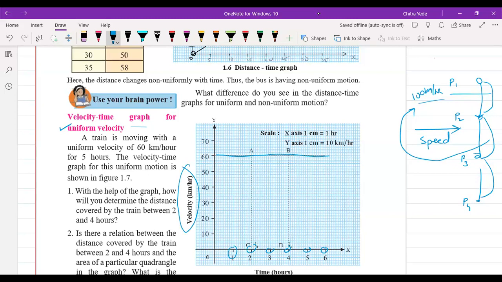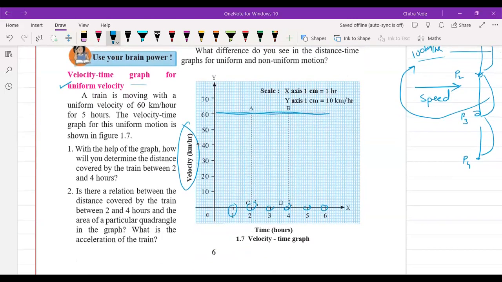So we will get a straight line which is parallel to the x-axis, or we can say parallel to the time axis, and then it is called uniform velocity. Understood? So by checking the diagram itself, if the line that we have plotted is parallel to the time axis against velocity, then it is uniform velocity. Understood?